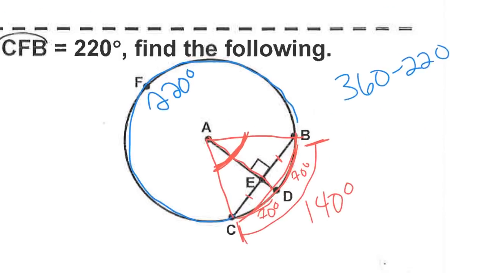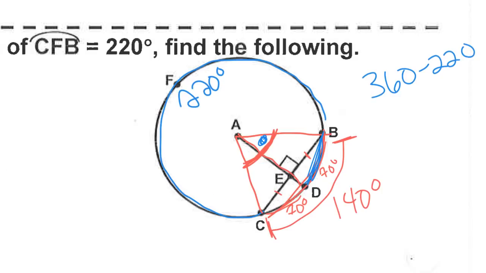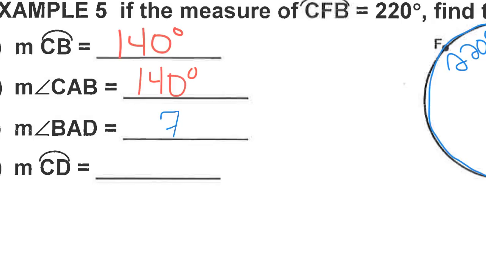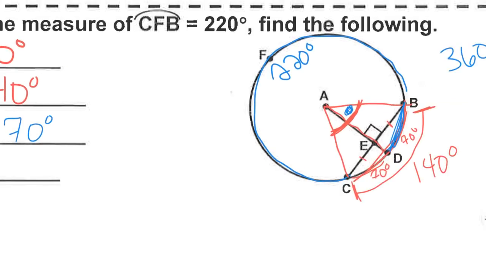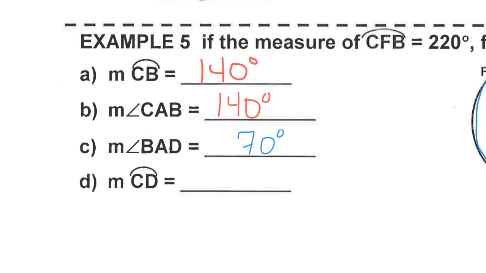Now they want angle BAD, so just this one. Well, its arc is 70 degrees. And obviously we had arc CD marked as 70 degrees as well. All right, let's go to the last page. We're almost finished. Full length.